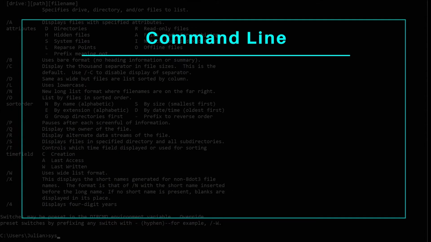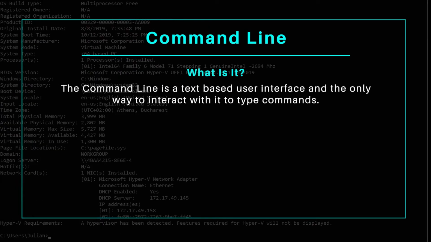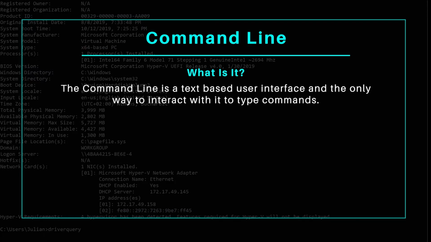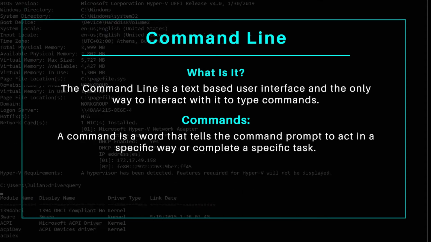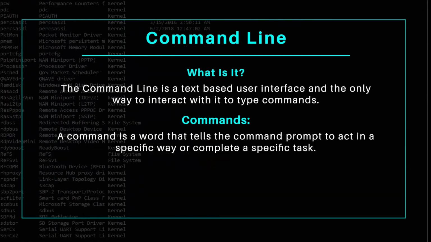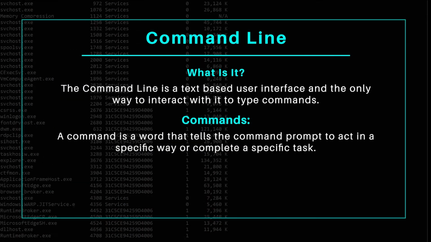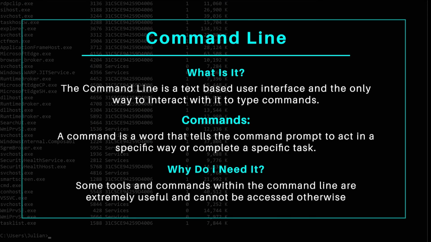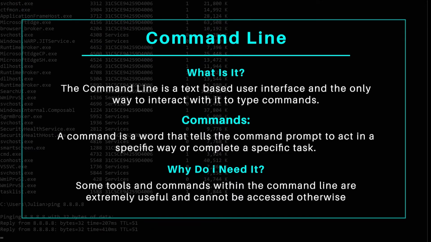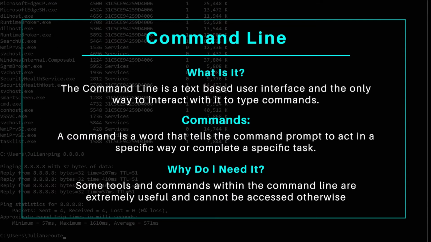So what is the command line? The command line, also called the command prompt or CMD, is a text-based user interface. That means that the only way to interact with it is to type commands. A command is a word that tells the command line to act in a specific way or complete a specific task. We will learn more about commands later on. The command line can be used to complete a myriad of tasks and functions. Some tools and commands within the command line are extremely useful and cannot be accessed otherwise, making the command line particularly useful for high-level coding and system administration.